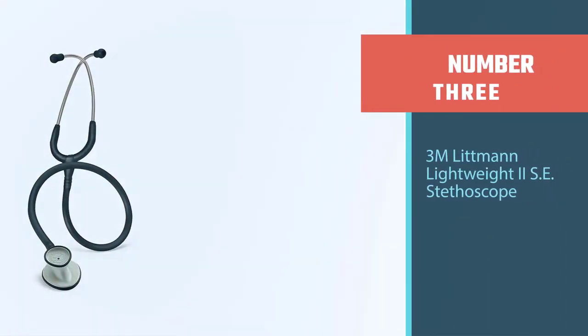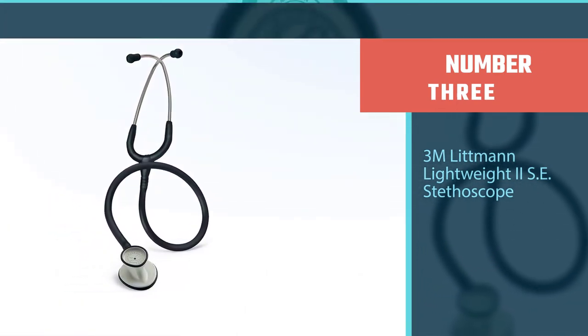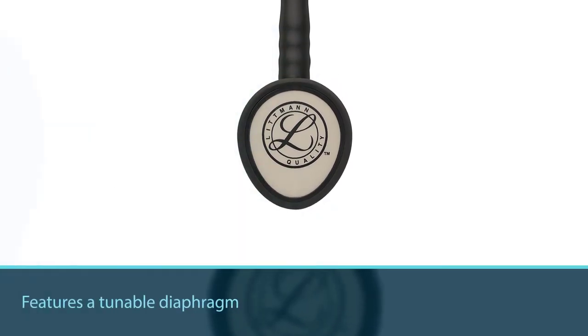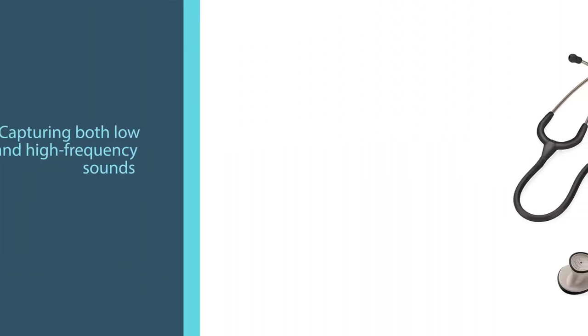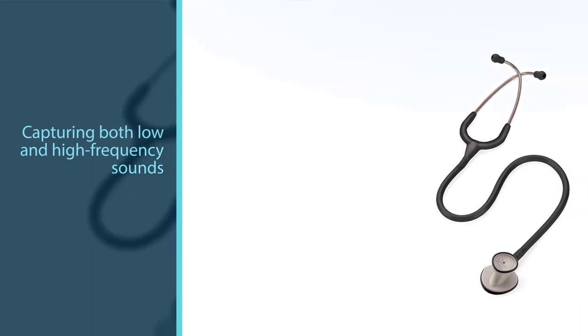Number 3. 3M Littmann Lightweight 2SE Stethoscope. The 3M Littmann Lightweight 2SE stethoscope also features a tunable diaphragm that is capable of capturing both low and high frequency sounds. It has a teardrop shape, making it easy to fit under your blood pressure cuff.